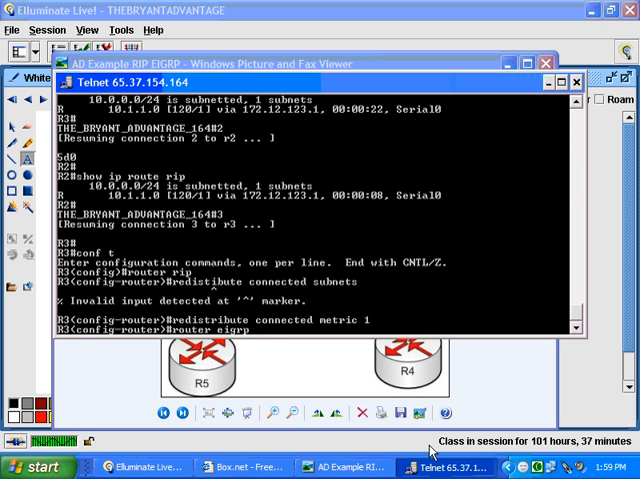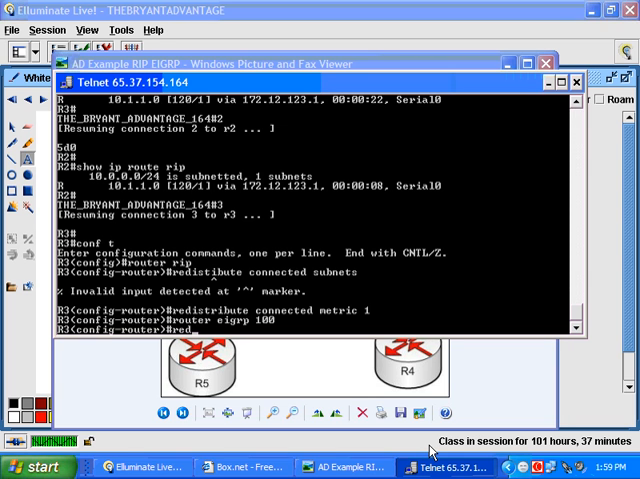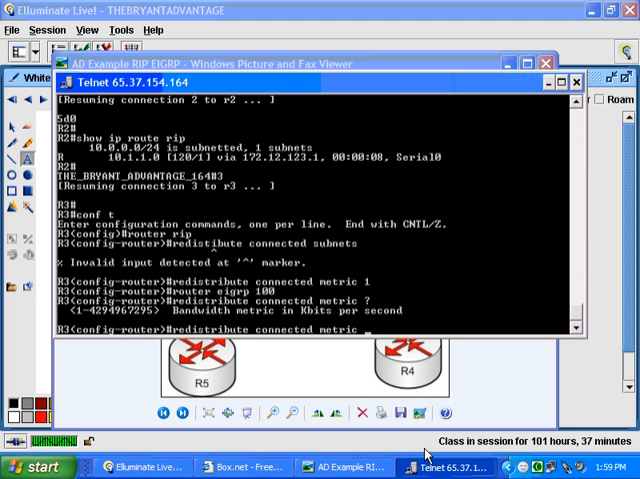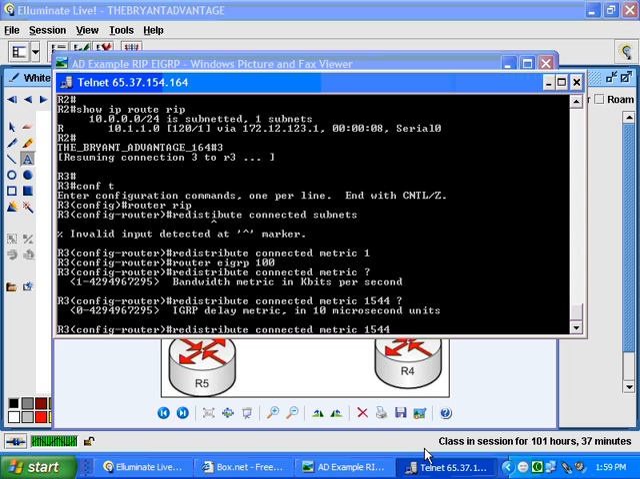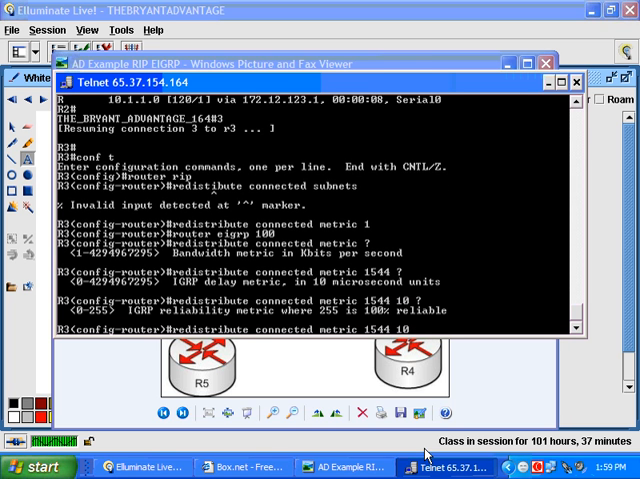Now in EIGRP 100, we're going to do the same thing. We're going to redistribute connected networks. But the seed metric is a lot different. We're going to actually have to set 5 separate values, 1 each for each of the 5 metric weights that EIGRP uses. First, we've got to set a bandwidth metric. We're going to set that at 1544 kbps. We're going to use IOS help to illustrate. The next one is delay. We're just going to pick 10 for that.